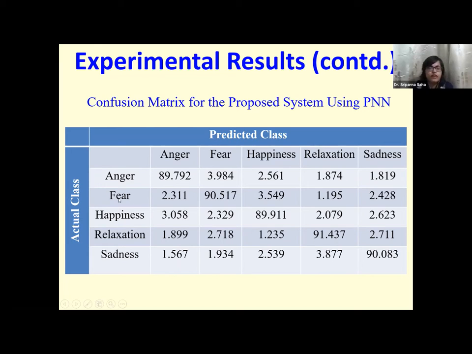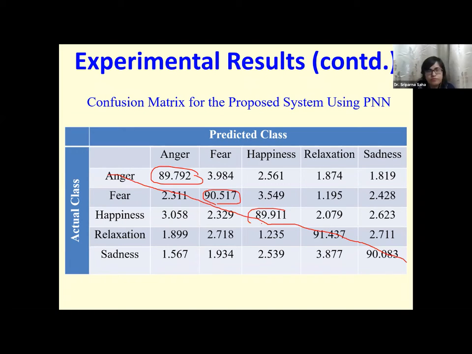Similarly, if your actual class is fear, your predicted class should also be fear. So these particular cell values should be as high as possible. If it's happiness, the result should be happiness. For relaxation, this particular cell, and for sadness, this particular cell. So if we go along the diagonal, these values should be closer to 100. That is, this diagonal value should be as high as possible.